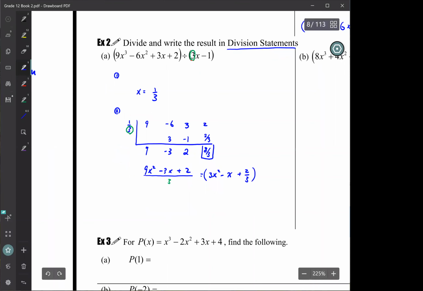Okay, so now the division statement. When you have finished writing out the division statement, please raise your hand. P equals dq plus r. Okay, that's the division statement.